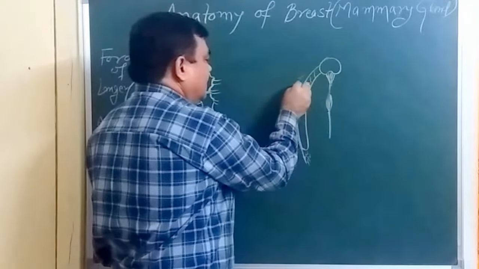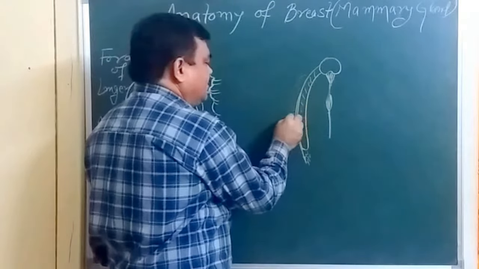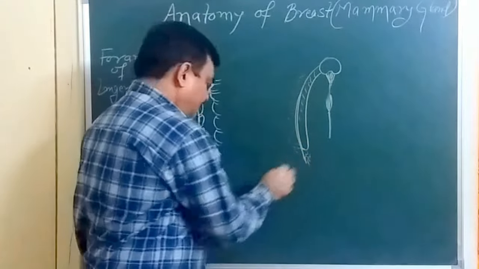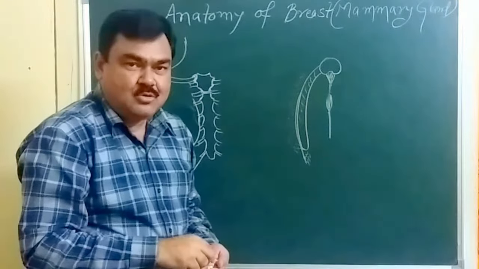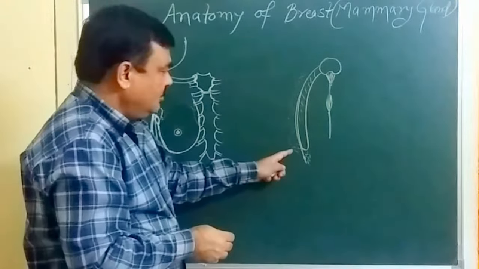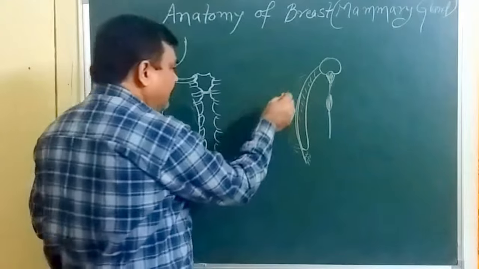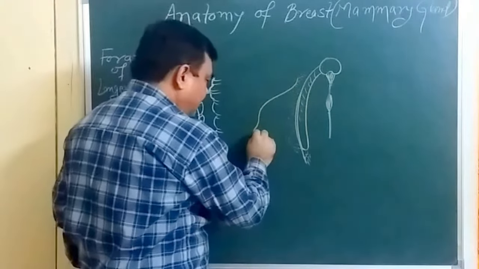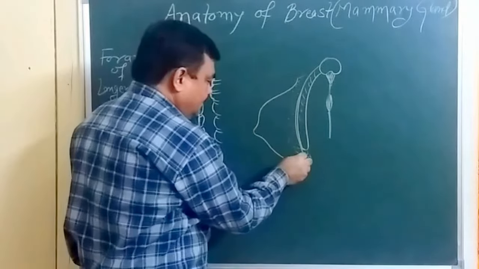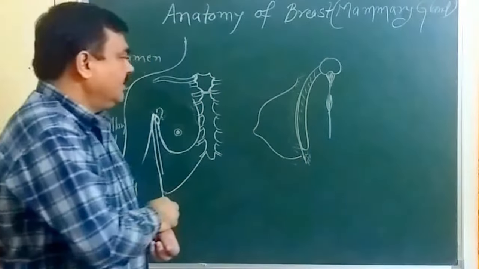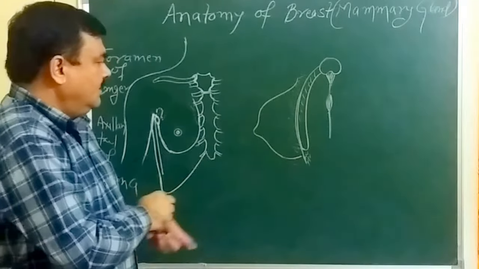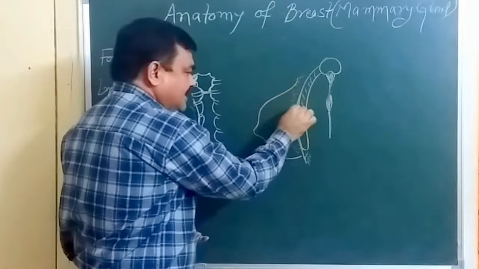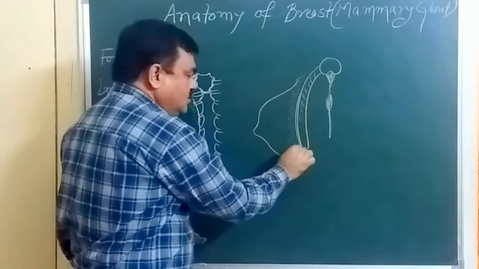Here is loose connective tissue, which forms the retromammary space. And here is the position of the breast. This space is known as the retromammary space. It contains loose connective tissue.